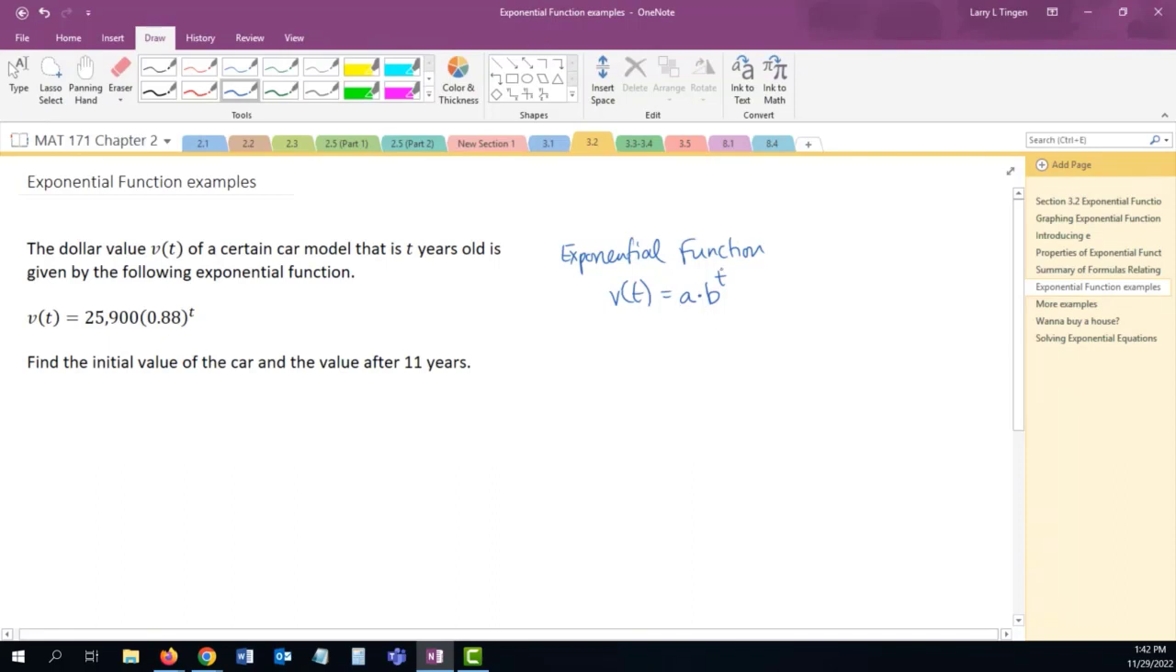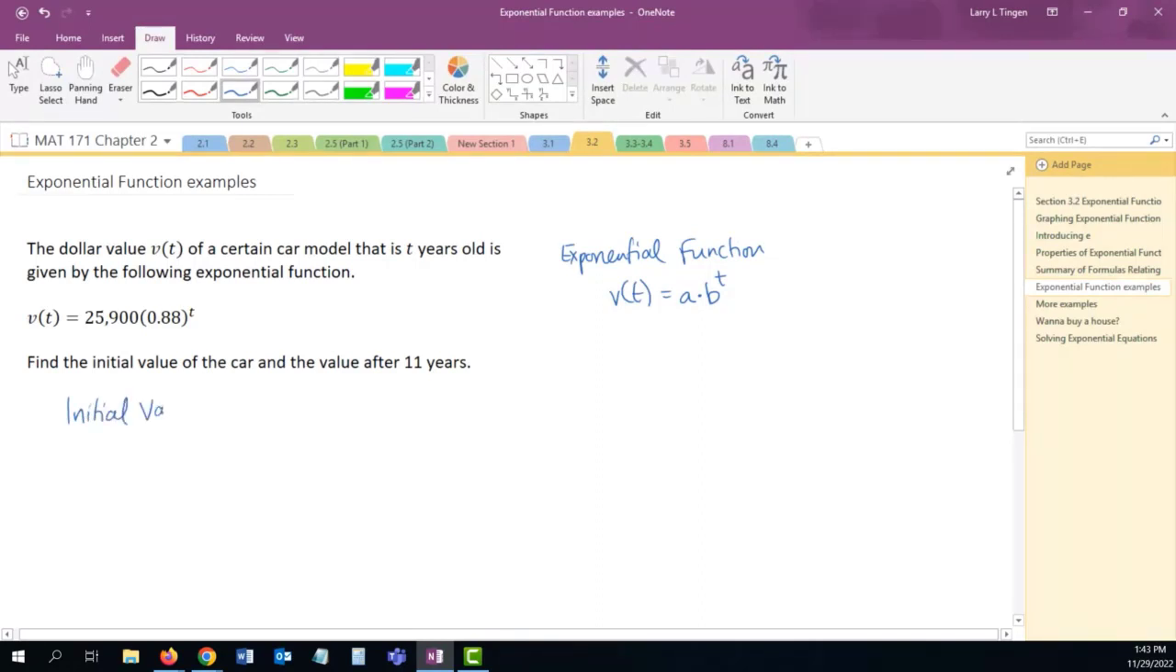You could have a variable here. You could have a constant here. You could have a constant in front of the t. You can add and subtract on the outside. You can add and subtract on the inside. They're all exponential functions. But let's do what this says. Find the initial value of the car and the value after 11 years.